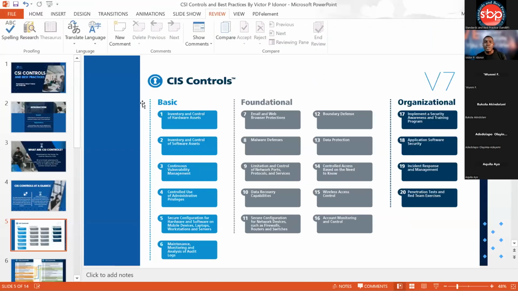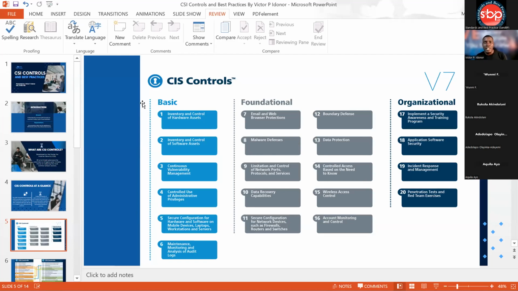There is the inventory and control of hardware assets. Like I said before, these controls actually help to ensure that every organization is cyber safe around the clock. So it talks about virtually every aspect of your organization. It talks about your applications, your devices, your people, your technology, and all of that.